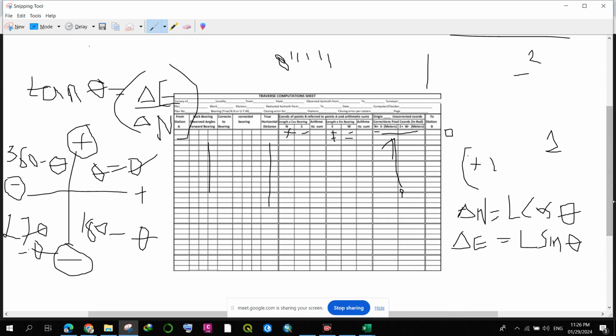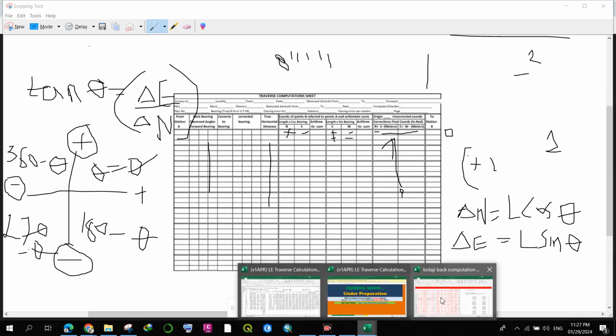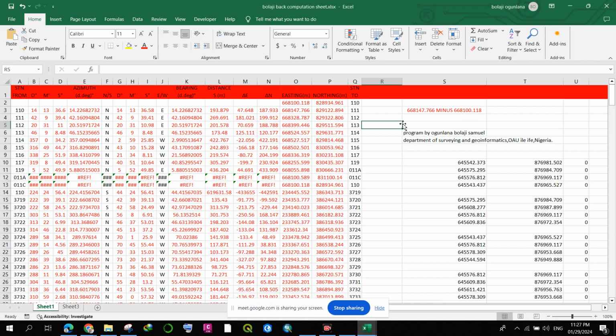So now, like I said the other time, you'll be given a single coordinate. Now you'll be asked to calculate the coordinates of other stations. Now how do you do that? You've gotten your partial coordinates, which will be either positive or negative. Now you check the value. Let me open my Excel file. It's very simple. It's just like you're going forward and you're going backward.